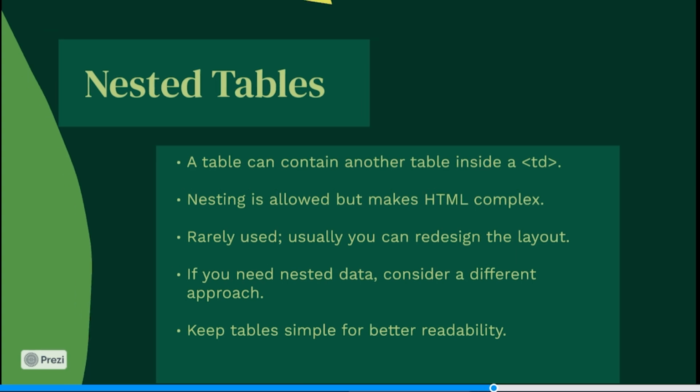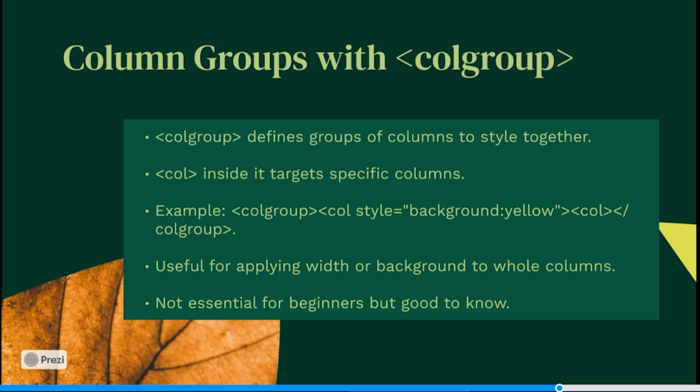Okay. Now we can see column groups with colgroups. Okay. This is a cool feature. It defines a group of columns. You can style them all together at once. Inside of colgroup, we use col tags to target a specific column. If you have many columns and need to specify only one column in the table, you can use col tags.